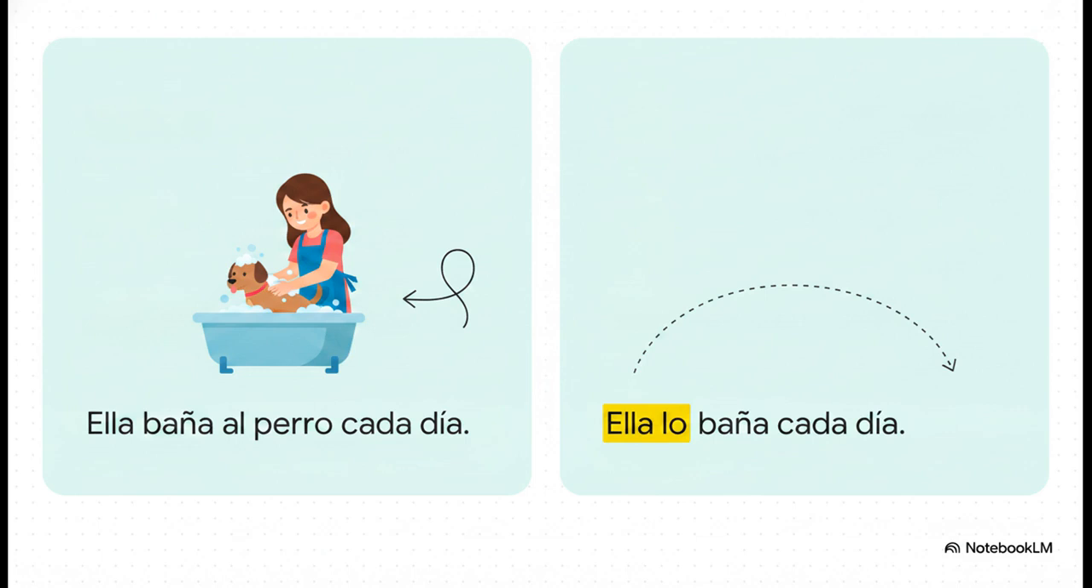Now, if we want to use our handy conversational shortcut, we swap al perro for the singular masculine direct object pronoun, which is lo. But here is the kicker for us English speakers. In Spanish, that little pronoun usually jumps right in front of the conjugated verb, so the sentence actually becomes Ella lo baña cada día. Literally, she, him, bathes every day. I know, it feels totally backward at first, but in Spanish, it's an incredibly smooth, natural construction.